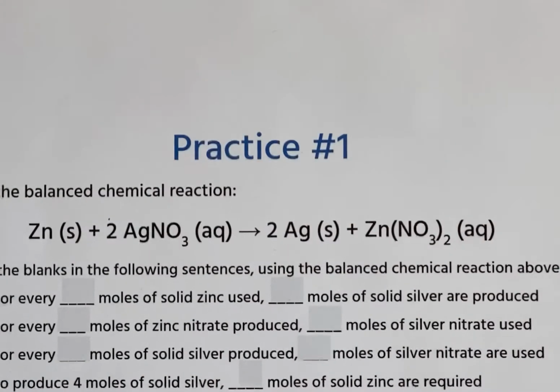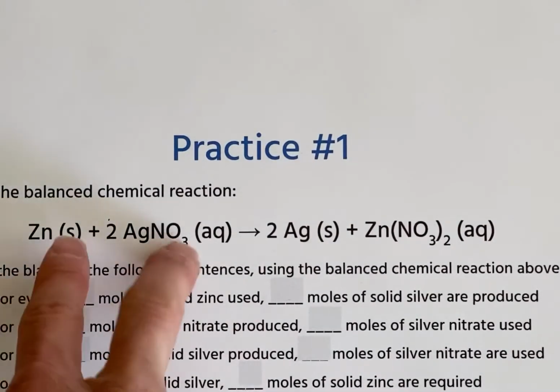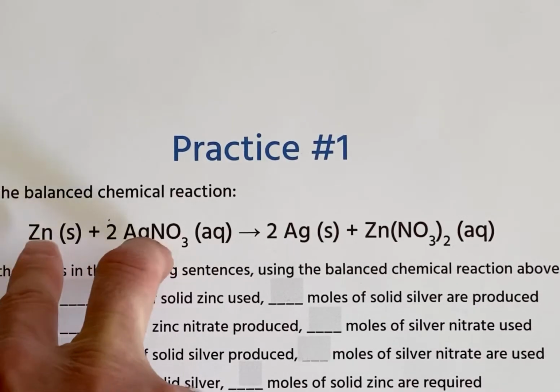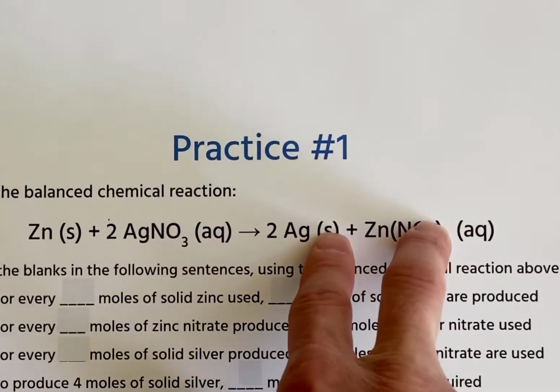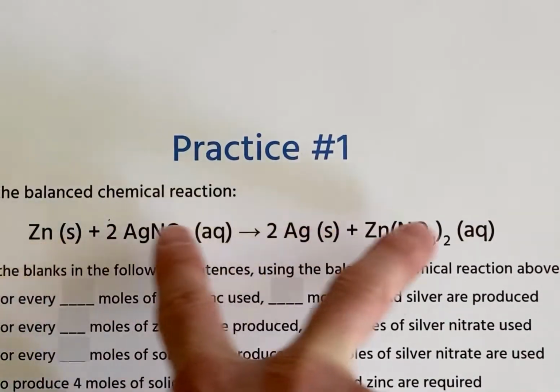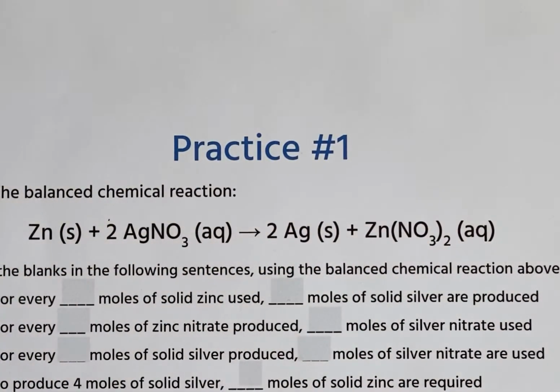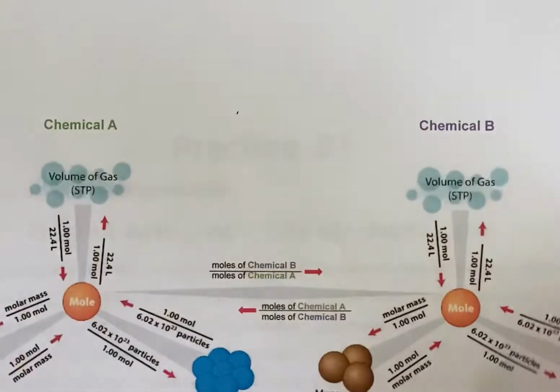But now in stoichiometry, we want to be able to compare 2 different chemicals in a balanced reaction. So these 2 chemicals, or these 2, or these 2, we can compare using stoichiometry any 2 chemicals in a reaction. And this is our introduction to stoichiometry.